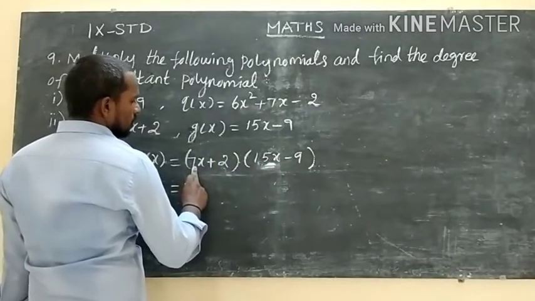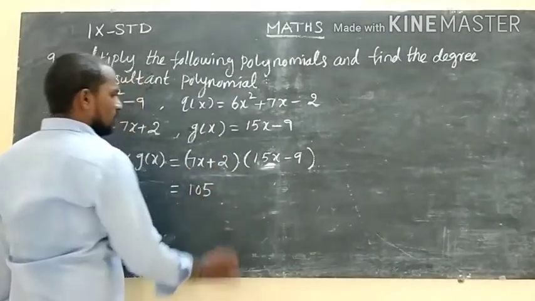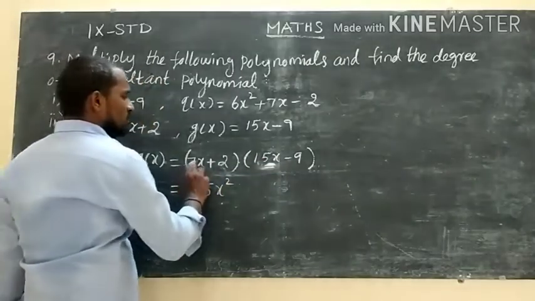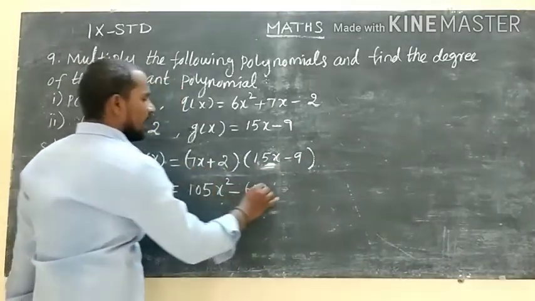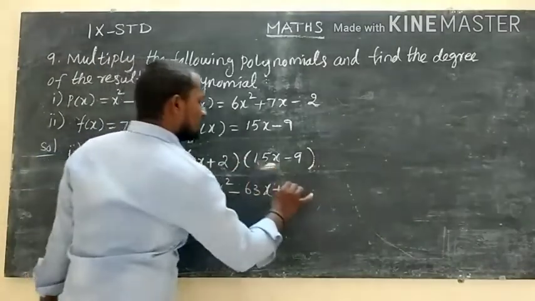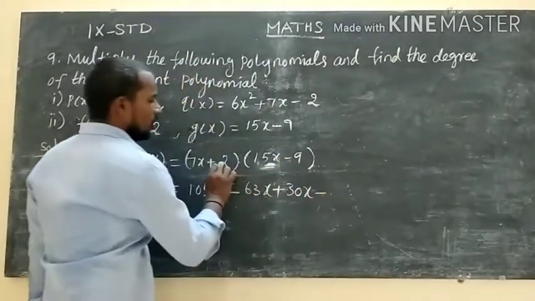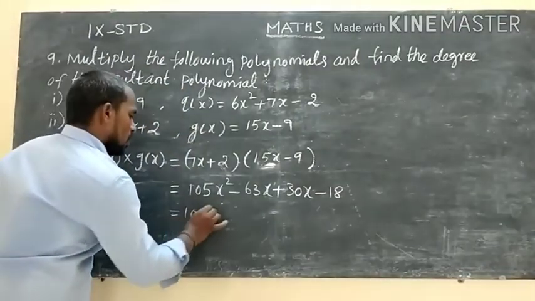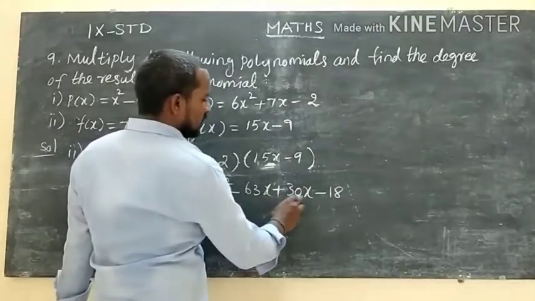Consider the first one. So plus into plus plus, 7 fifteens are 105, x into x square. And plus into minus minus, 7 nines are 63 into x. Okay. Then 2 plus into plus plus, 2 fifteens are 30x, plus into minus minus, 2 nines are 18. This is equal to 105x square. So this is minus 63x plus 30x.